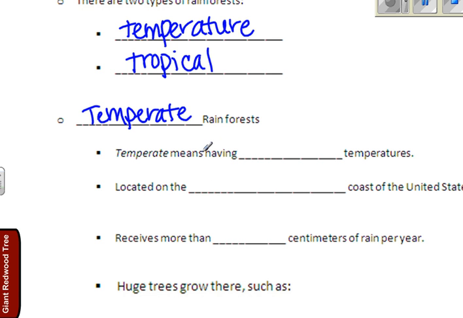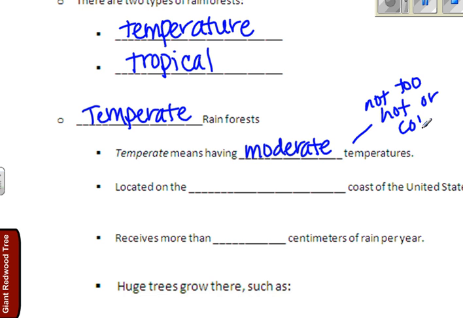Okay, temperate, that word actually means moderate. So in the temperate rainforest, you're having moderate temperatures. So moderate means in the middle. And when we talk about moderate temperatures, means not too hot, not too cold. It's just going to be in the middle with those temperatures. And it's located on the northwestern coast of the United States. So you would find temperate rainforest in Washington State, Oregon, and maybe even a little bit in Northern California.